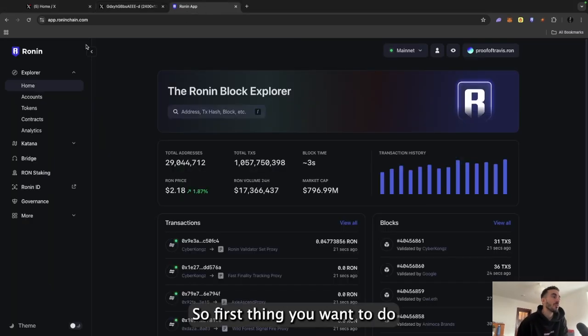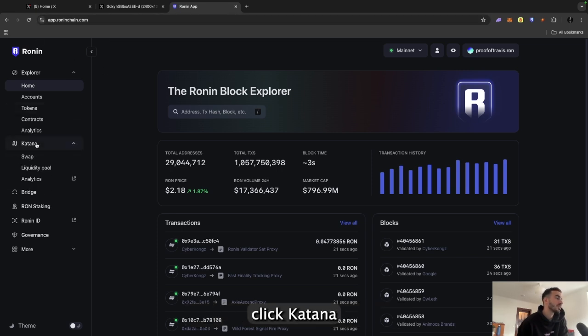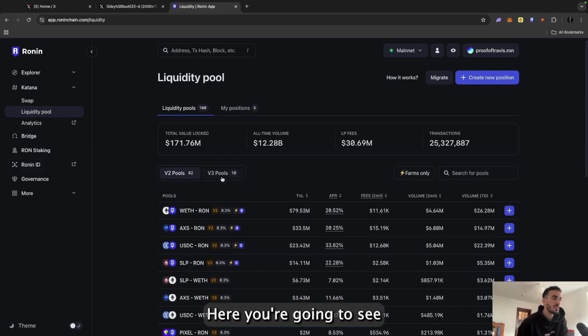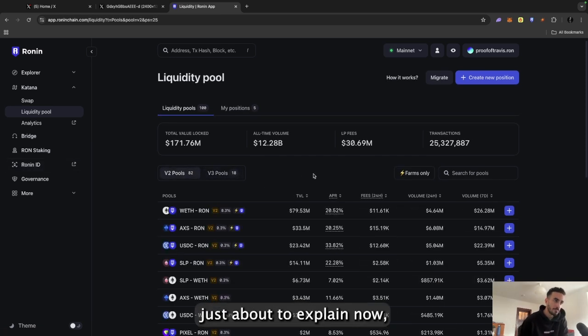So first thing you want to do is get to Katana. You can go to app.roninchain.com, click Katana, and go to liquidity pools. Here you're going to see all the V2 pools and the V3 pools, which is what I'm just about to explain. Now, just as an overall idea, I see V2 pools as a passive DeFi participant, V3 pools as a more active DeFi participant.